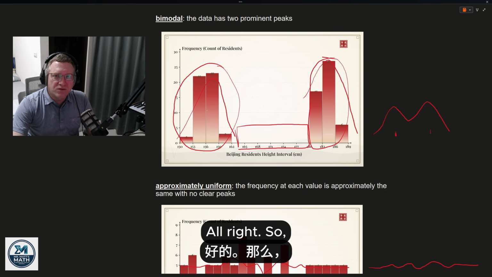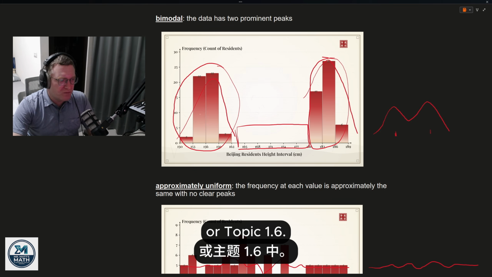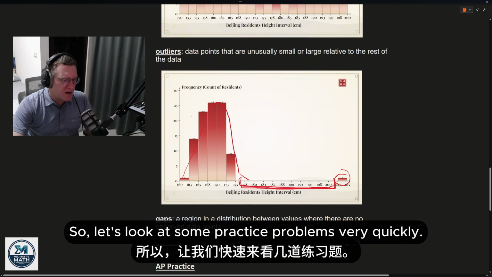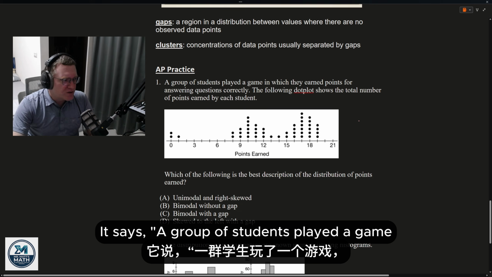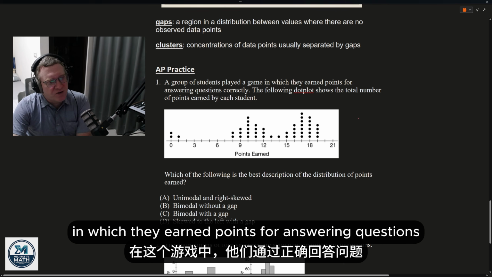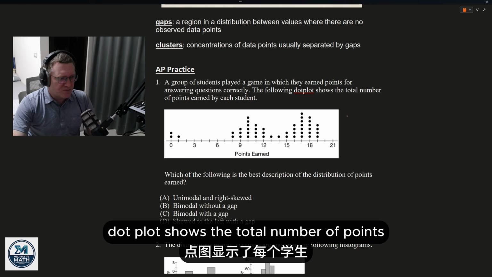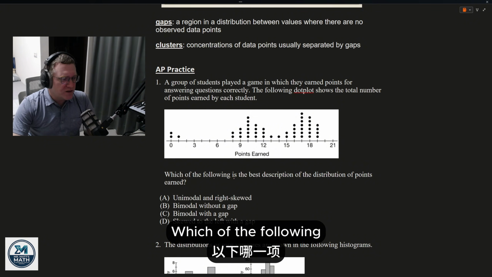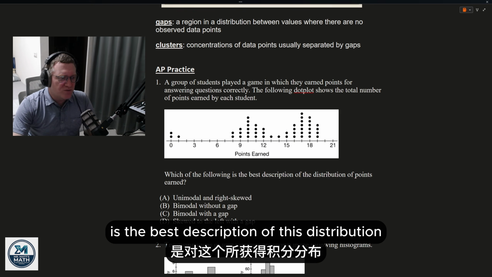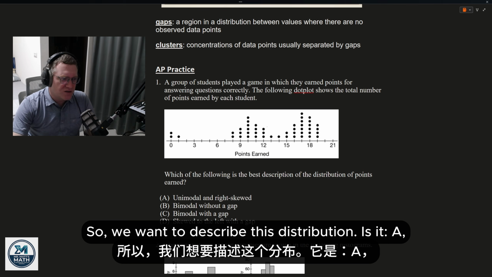All right. So those are all the new words and ideas that we need to learn in topic 1.6. So let's look at some practice problems very quickly. Here's the first one. It says a group of students played a game in which they earned points for answering questions correctly. The following dot plot shows the total number of points earned by each student. Which of the following is the best description of this distribution of points earned? So we want to describe this distribution.